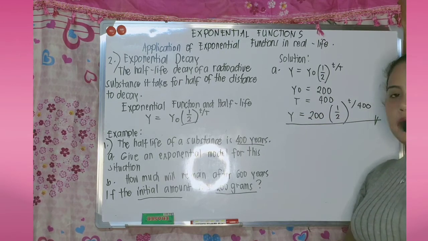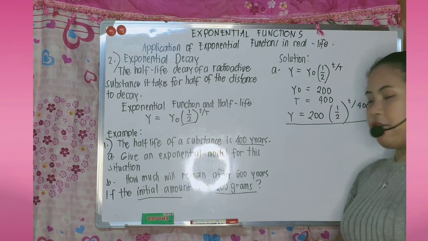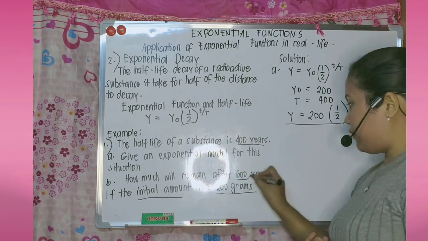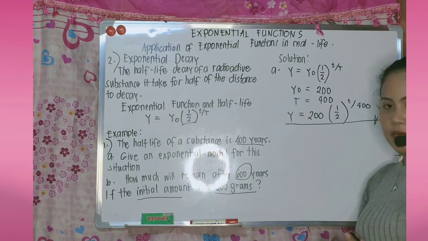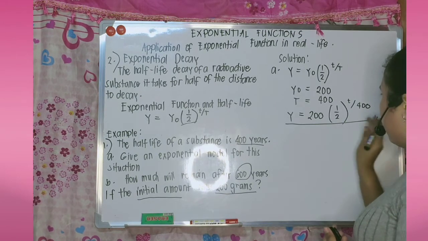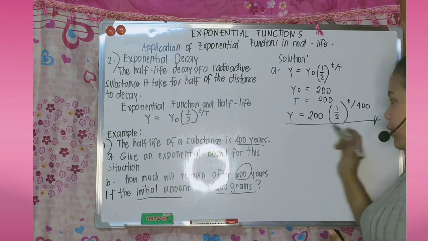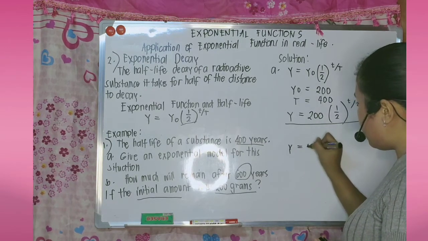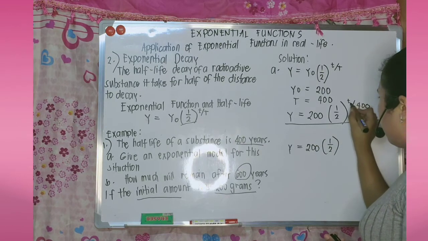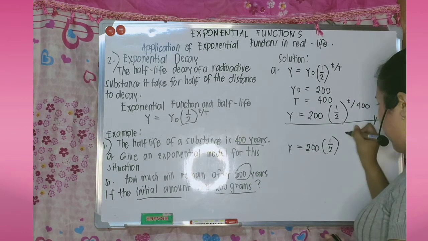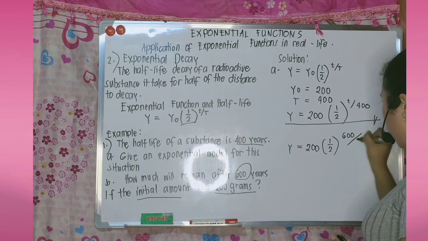So now, letter B, how much will remain after 600 years? So, after 600 years daw, if the initial amount was 200 grams. So, ganun pa rin. Gagamitin natin itong nakuha natin sa exponential model. So, we have y equals 200 times 1/2 raised to t, then yung t po natin, papalitan natin siya ng 600. So, magiging 600 na po siya over 400.